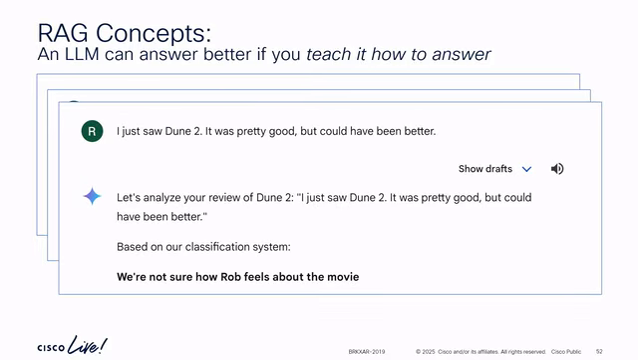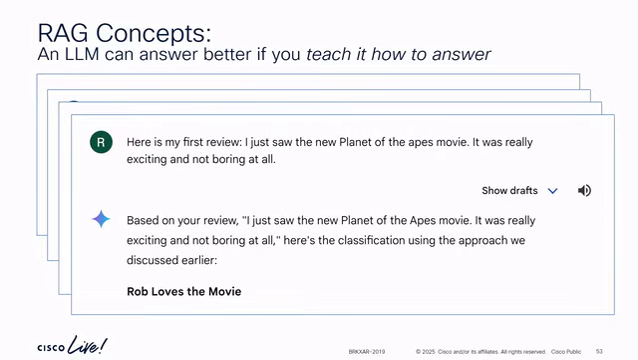Let me do it again. I just saw Dune 2. It was pretty good, but could have been better. We're not sure how Rob feels about the movie. So it's picking the right category that I had conditioned it with. Here's my next reviewer. I just saw the new Planet of the Apes movie. It was really exciting and not a bore at all. It says Rob loves the movie. So this is called prompt engineering, as you probably know. Prompt engineering is about giving context for how you would like it to respond.